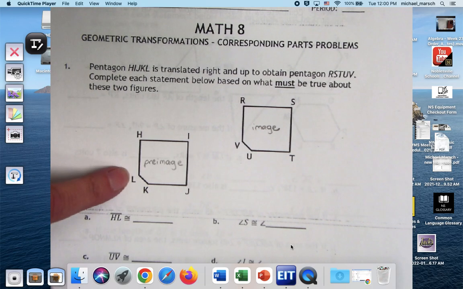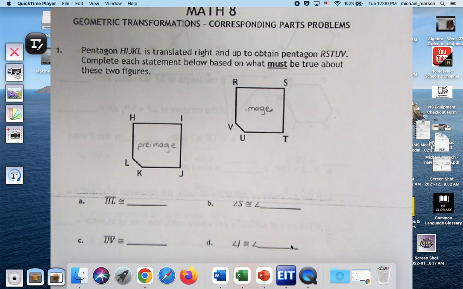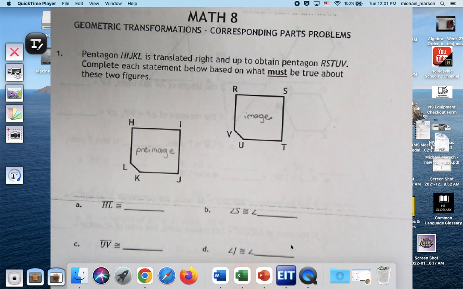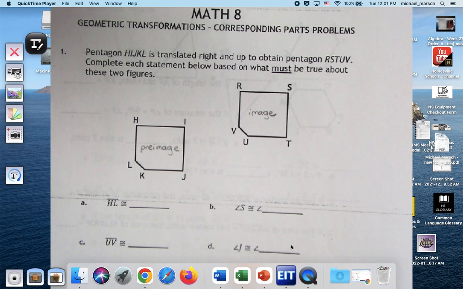So we have our starting figure. It went right and up. We don't know how far right and how far up, but we can see that that's how it shifted. So the best way to keep track of the corresponding parts of two different images is to color code them. So what we're going to do is color code the letters based on where they are in each shape.